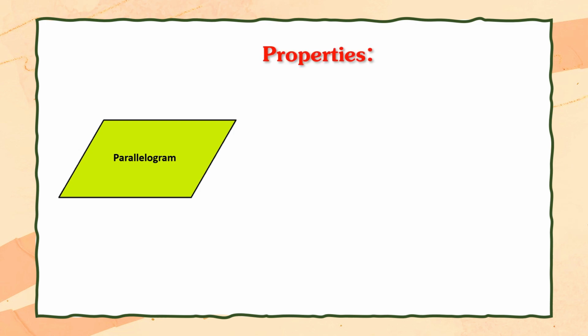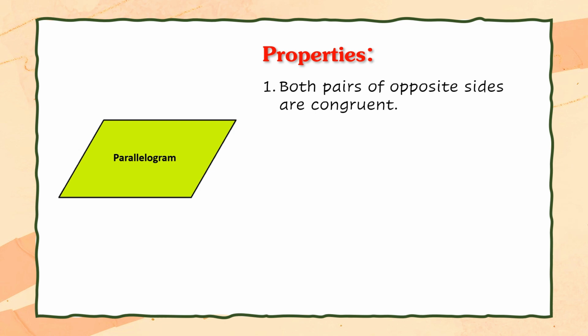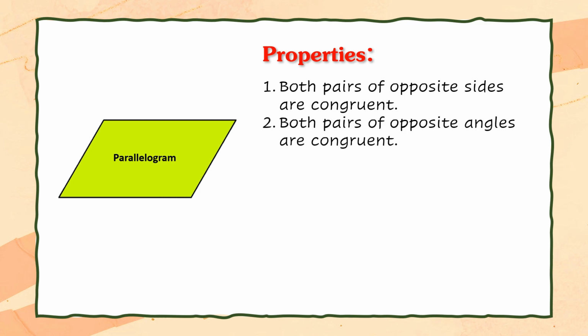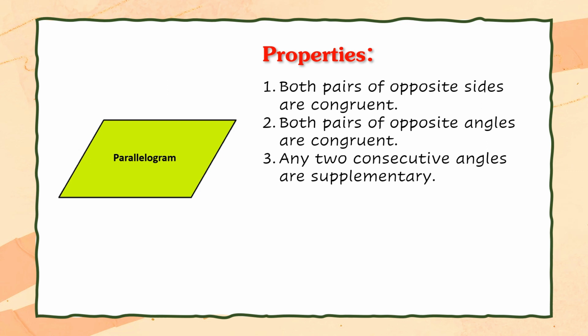Here are some properties of parallelogram. Number 1, both pairs of opposite sides are congruent, which means that any two opposite sides are congruent or have the same measure. Next, both pairs of opposite angles are congruent, which also means that any pair of opposite angles have the same measures. Next, number 3, any two consecutive angles are supplementary. It means that if we add the measures of any two consecutive angles, the sum will be 180 degrees.